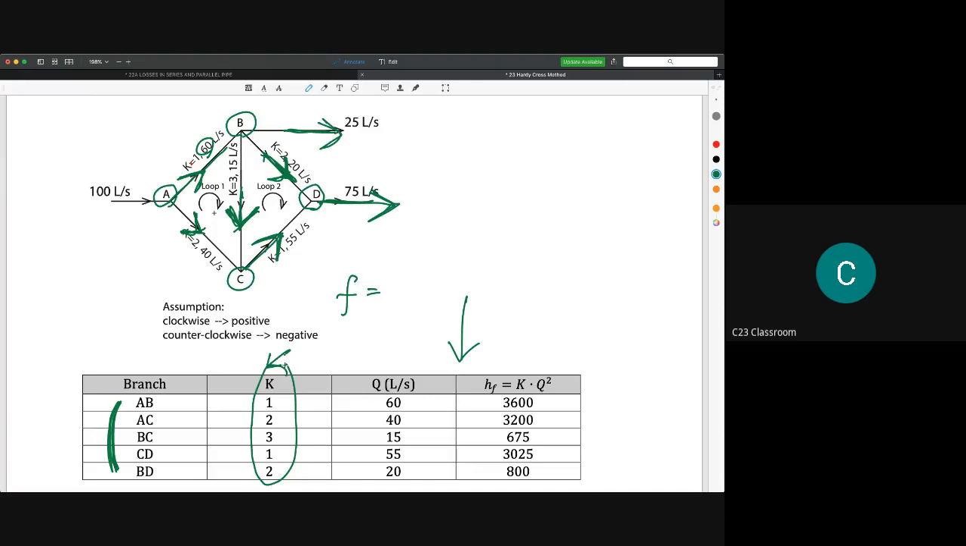Then you just write down the predicted or the assumed flow rate. In this case, it is 60, 40, 15, 55, and 20. Then you calculate the value of HF. The value of HF is you multiply the value of K here with the value of flow rate Q squared in this column. You will get around 3,600, because the Q here is to the power of 2. Make it clear here.